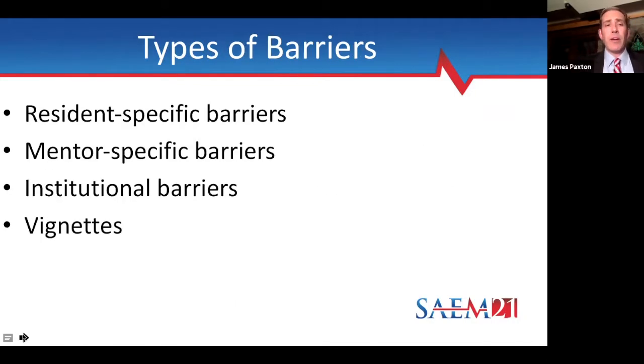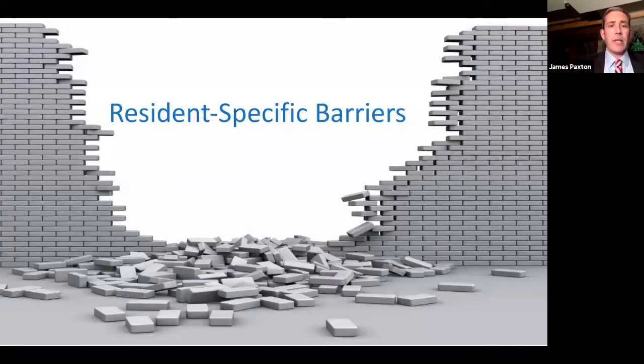So there are different types of barriers we're going to discuss, and we've divided these up, and there is a lot of overlap, but we've decided to come up with a system here. Resident-specific barriers is what we're going to start with, and then we'll have mentor-specific barriers, institutional barriers, and then we're going to just have some vignettes to demonstrate our newfound competence in understanding these different types of barriers. So let's start off with talking about some resident-specific barriers. And to provide this information, we have Dr. Coates, Dr. Jordan, Dr. Malik are going to present these slides, and I'm going to hand it off to them.